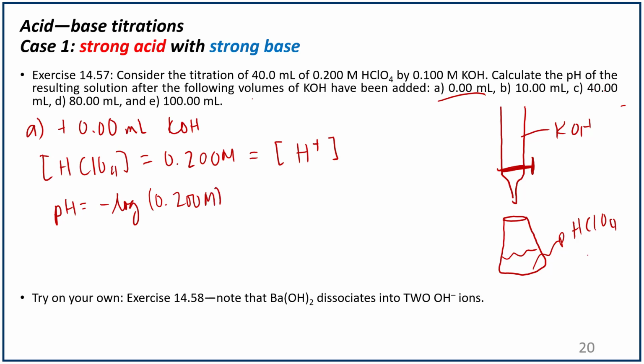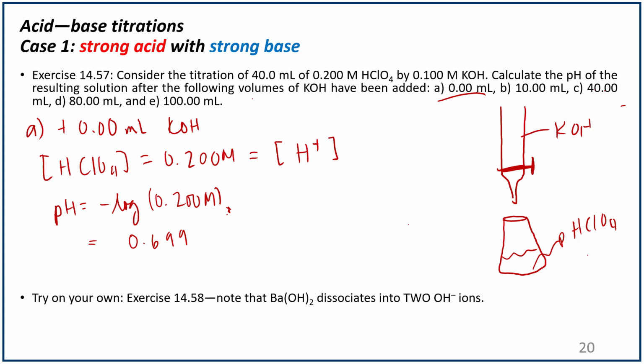Okay, and this will just give you 0.699. Okay, that's the pH of the solution before you add anything. Okay, let's work on the next one. What if you add 10 ml of potassium hydroxide to the burette, or to the Erlenmeyer flask rather?